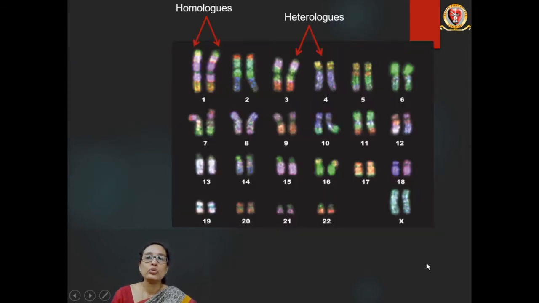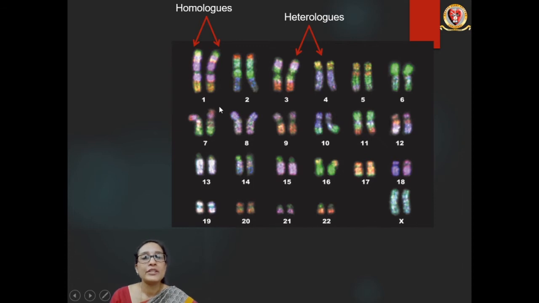Now let me tell you what these homologues and heterologues are. This is an example of the karyotype of a human. Why do I know it is a human being's karyotype? Because there are 23 pairs of chromosomes. See the last pair, it is the X chromosome. So this is of a female human being.